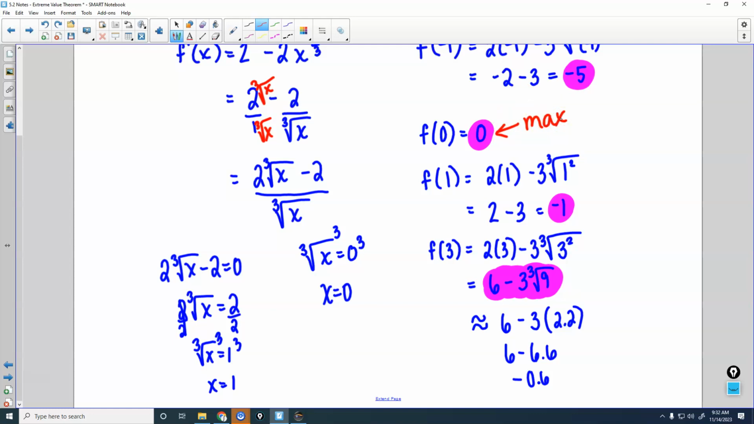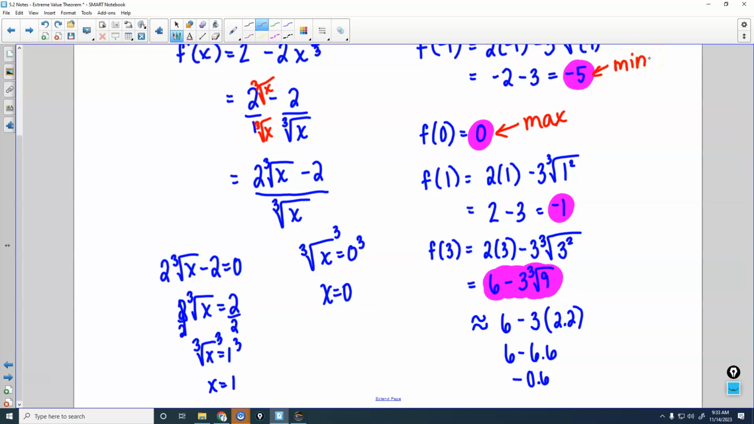All right. I also know that while this will be negative, it's not going to be lower than negative 5. Because even if this was the cube root of 27, which it is not even close to being, the cube root of 27 would be 3. 3 times 3 would be 9. 6 minus 9 would give me negative 3. Still higher than negative 5, right? So that negative 5 is my minimum.